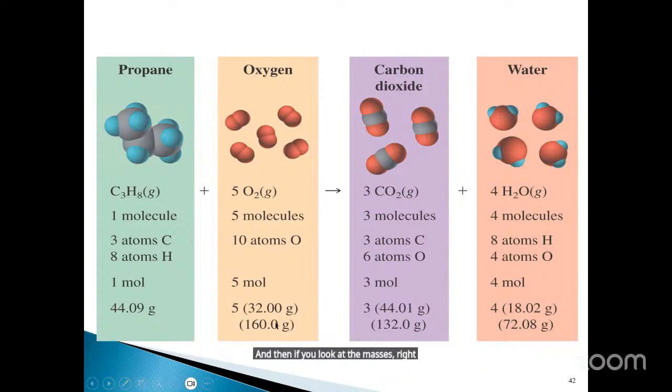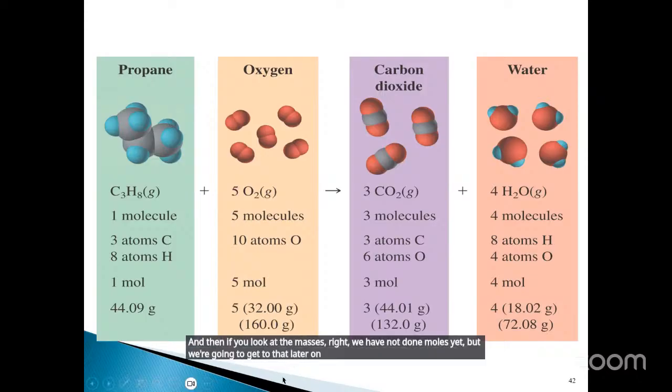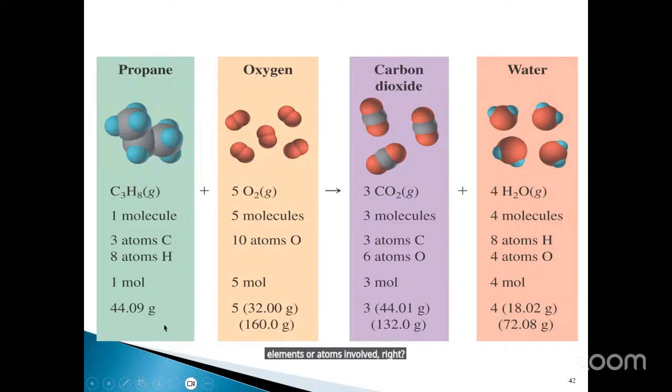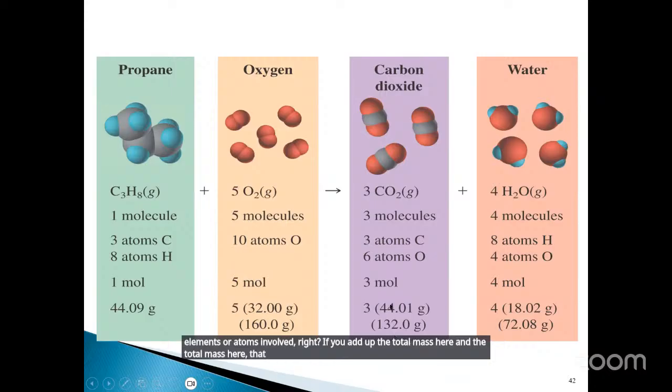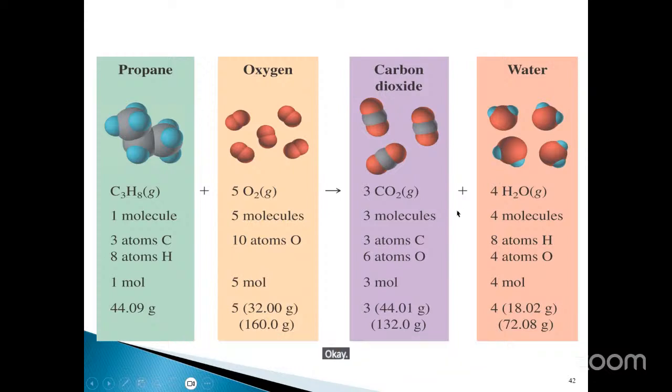We have not done moles yet, but we're going to get to that later on. But if you look at the actual masses of the different elements or atoms involved, right? If you add up the total mass here and the total mass here, that sum would be equal to the total mass here and here. And that's basically indicating that mass is conserved in this particular chemical reaction. Okay, so that's as far as that is concerned. And that's basically the end of this chapter.